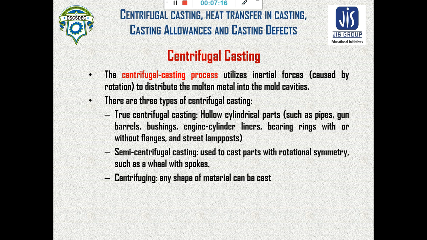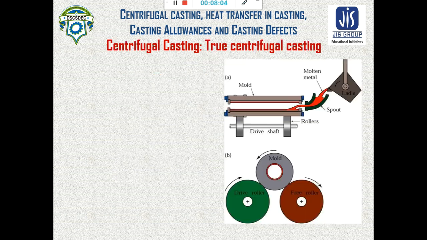The next process is centrifuging. In centrifuging, any shape can be cast, but the pouring of the material is done by centrifugal force. What happens is the mold cavities are fixed on the outer periphery, the outer ring of the rotating wheel, and the molten metal is poured at the center. By using the centrifugal force or the inertial force of rotation, the heavy molten metal is pushed into the mold cavities. This process is known as centrifuging. One by one we will see all these three processes.